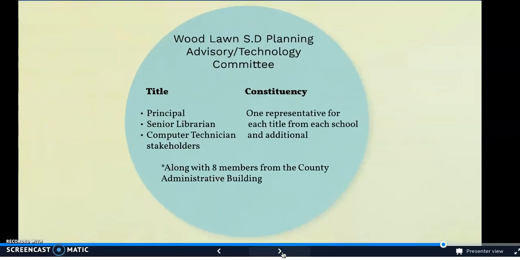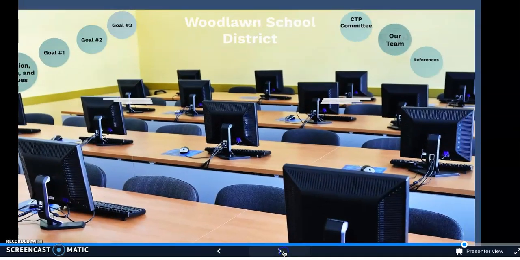The Collaborative Technological Committee will consist of one principal from each school, the senior librarian, and a computer technician, along with 8 members from the county administrative building. And it will be this group that makes those decisions on making any changes to these plans as we review the data on a regular basis.